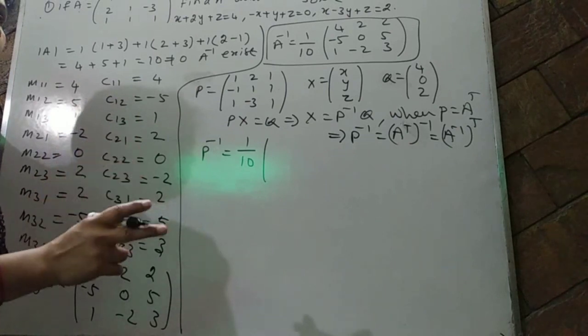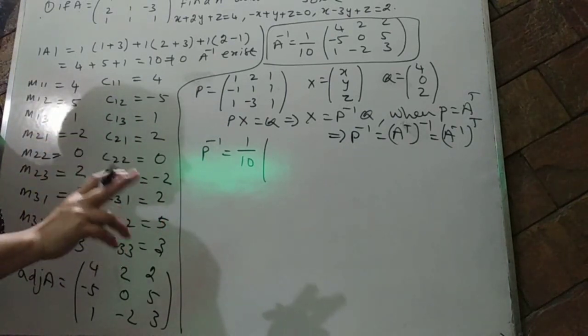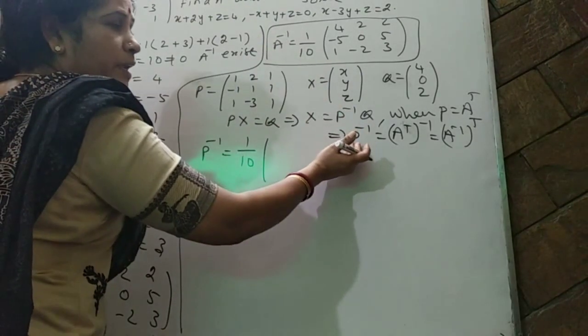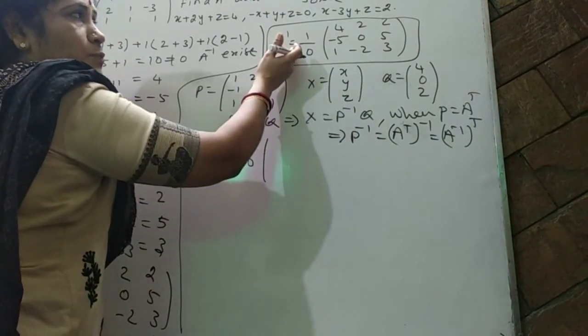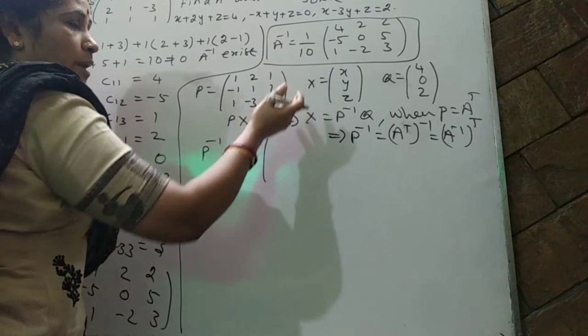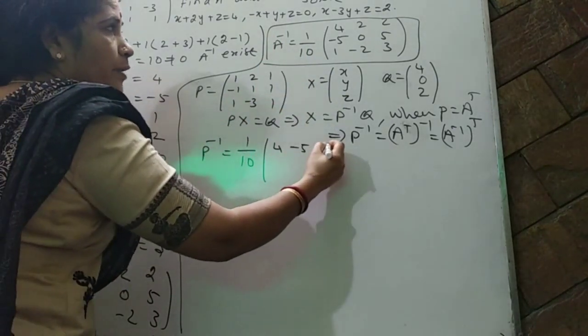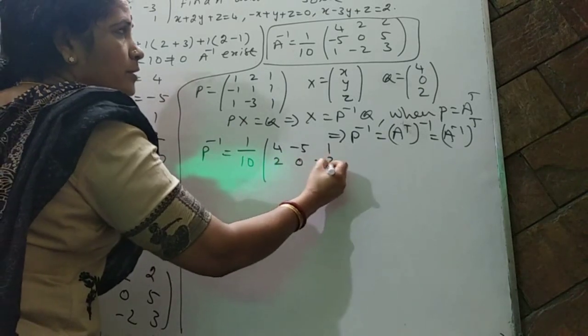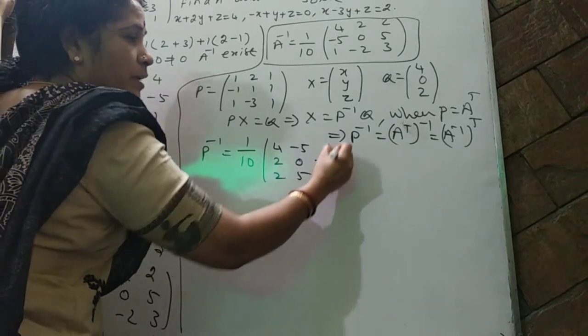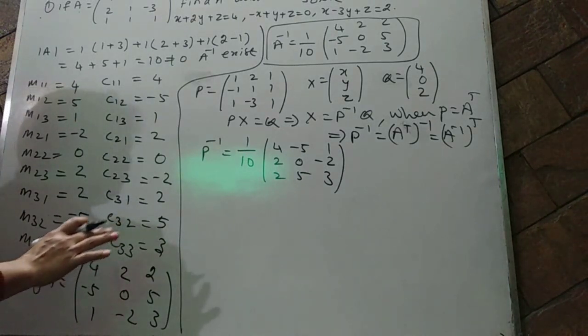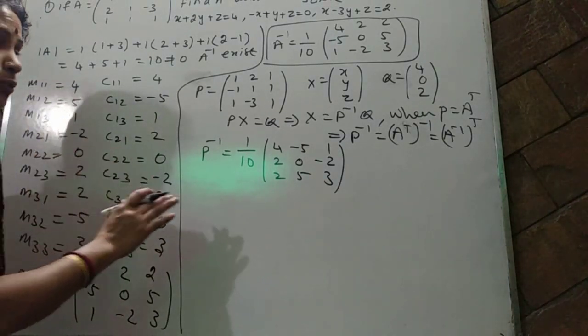I told you there are two links, either it will be the same or otherwise a transpose. If it is a transpose, and you need this P inverse, take the transpose of this A inverse matrix and you will get P inverse directly. So that is equal to 4, minus 5, 1, 2, 0, minus 2, and then 2, 5, 3. Are you clear? I did not find the minor, cofactor, adjoint once again here. Clear to you?